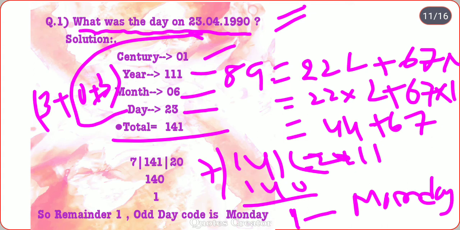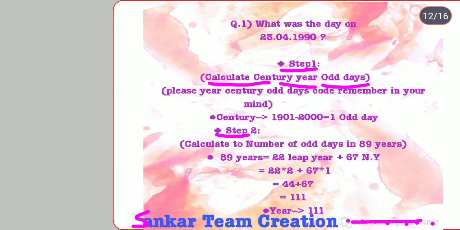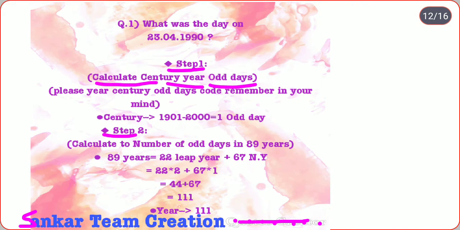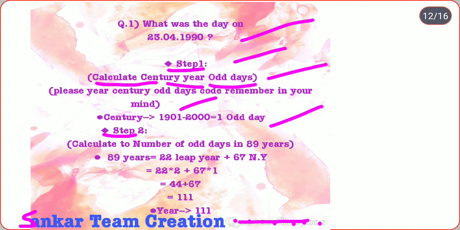Are you understanding? This type of question will be asked in every examination. Shall we go to the next page? What was the day on 23/4/1990? Here is the step-wise explanation. Step 1, calculate the century odd days. Please remember the century odd days code compulsorily. Century odd days for 1901 to 2000 in the table is 1 odd day.